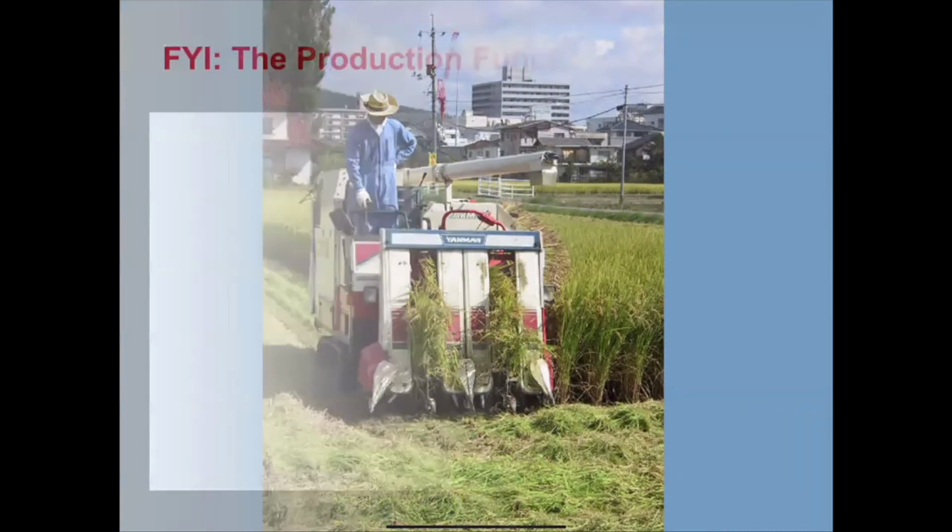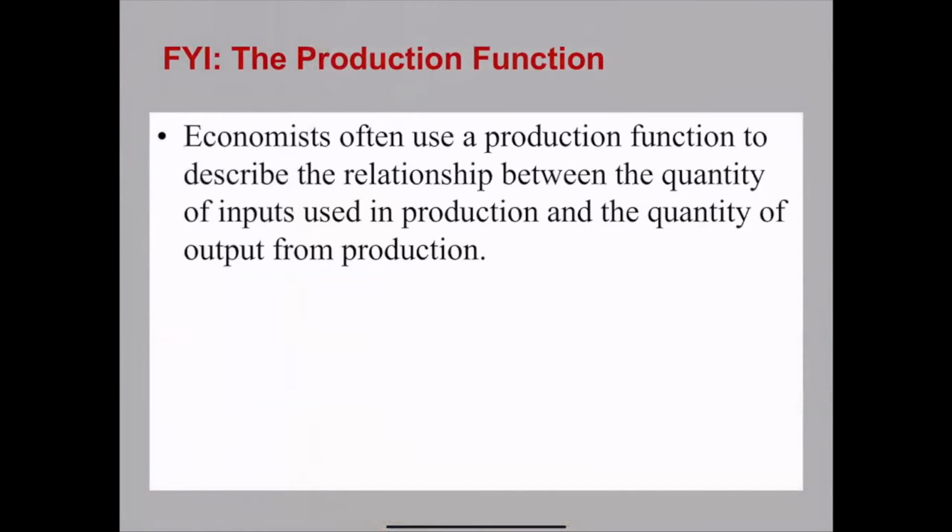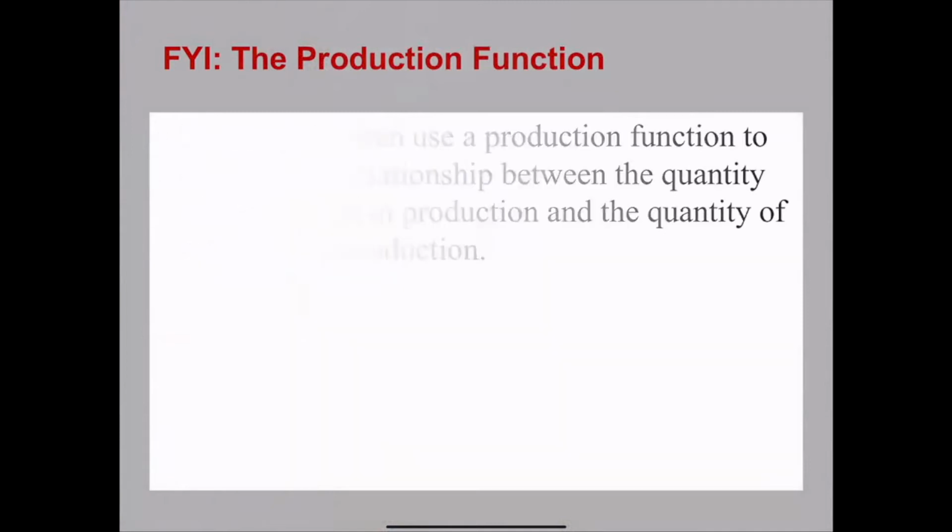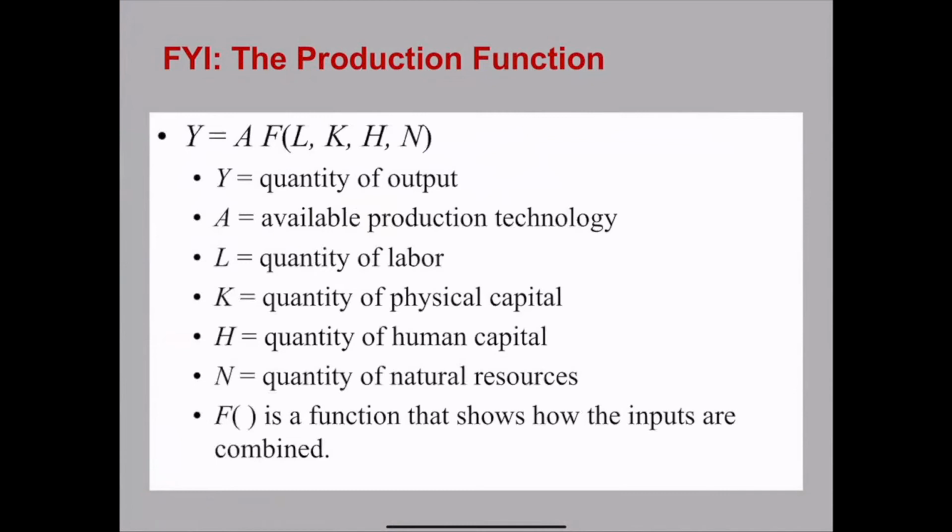Okay. So recall what we learned, the production function. Please look at this. Economists use the production function to describe the relationship between the quantity of inputs used in production and the quantity of output, right? But in terms of macroeconomics, this is the general form of the production function. We try to include all factors. You remember? We have 4 factors that determine productivity.